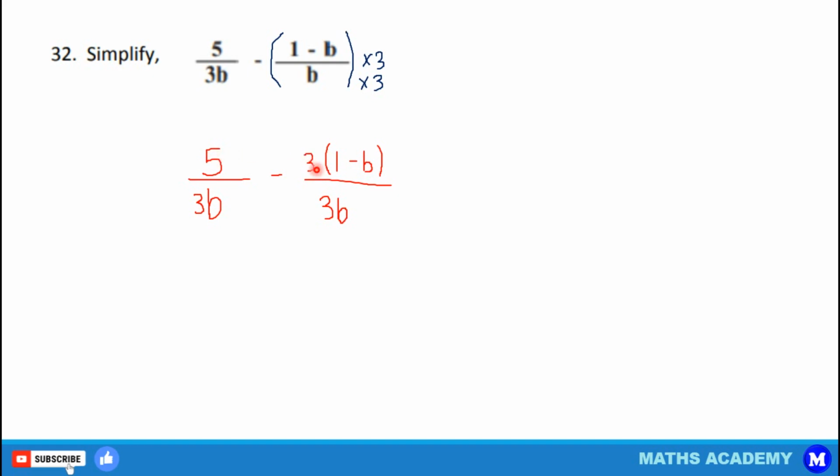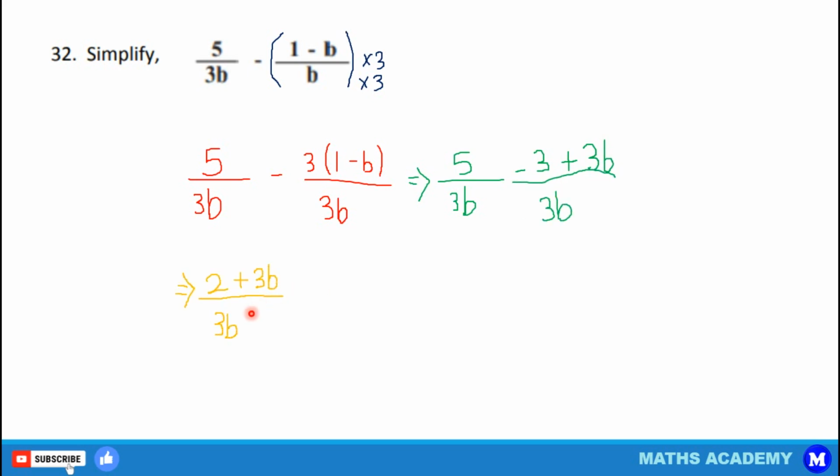So you simplify that and then give it in the simplest form. And you should always note that the denominator does not change. So this will be the final answer: 2 plus 3b over 3b. I hope you understood it. With that, let's move on to the next slide.